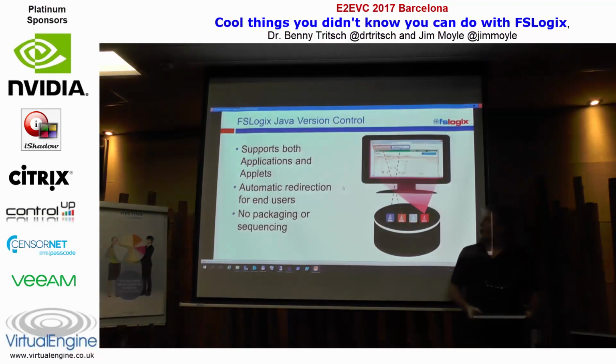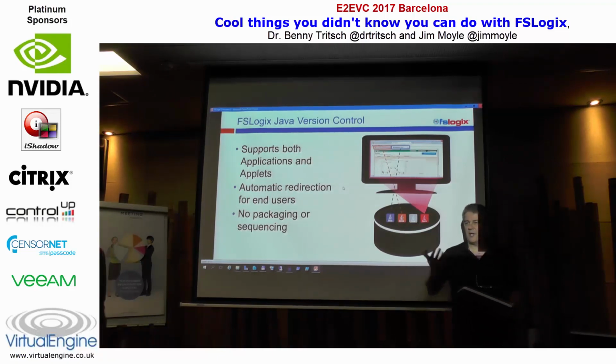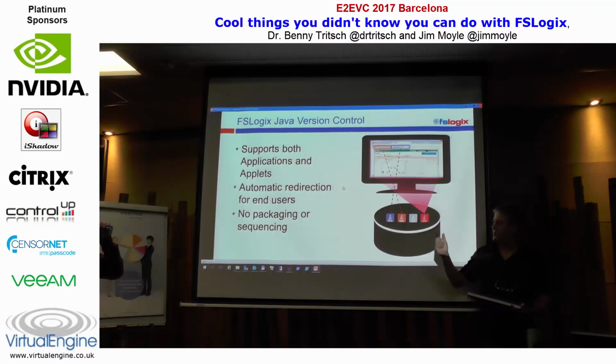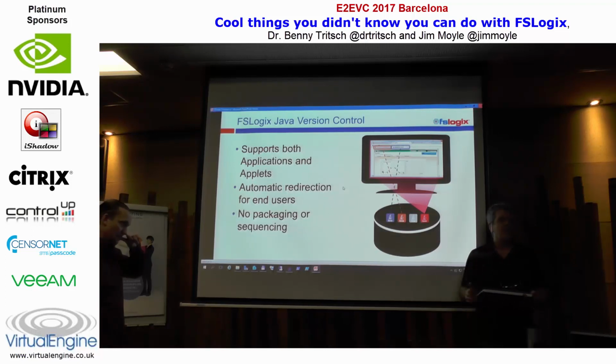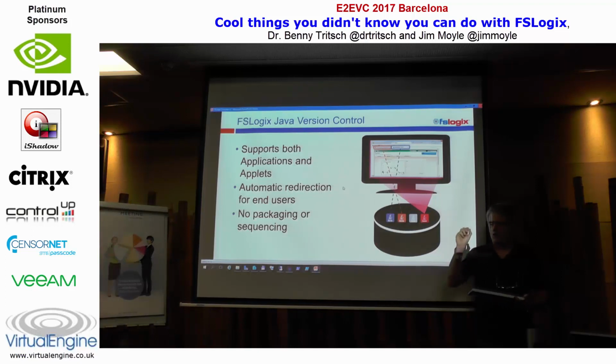So the Java version control is a slightly different flavor of application masking, because what you do there is you install multiple Java runtimes and you assign individual Java applications to a dedicated runtime. So you can say Java application number 1 uses the runtime with version number A.B, while application number 2 uses C.D. That is the idea. There's no packaging required, no sequences. I'm going to show you in the demo environment how it works.